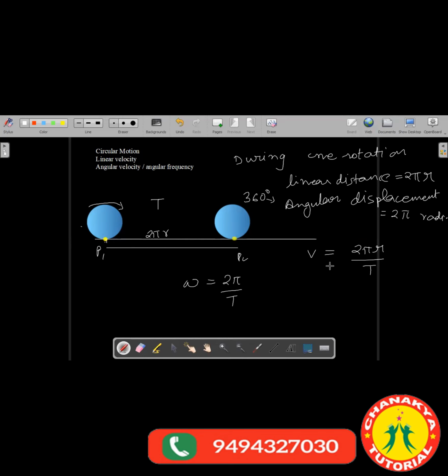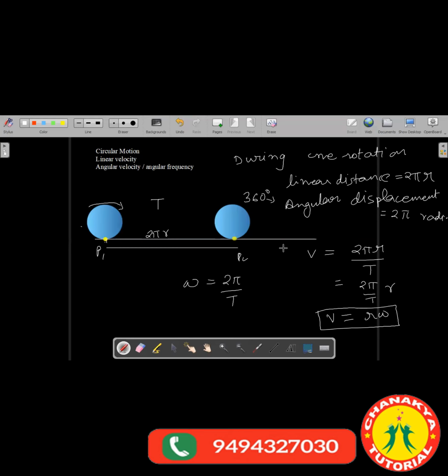So I can write the linear velocity V equals 2 pi r by T, and I can also write omega equals 2 pi by T. So clearly from this formula I get 2 pi by T multiplied by r, and 2 pi by T is omega. Hence I get the formula r omega. So V is equal to r omega. The linear velocity is related to the angular velocity by the formula V equals r omega. Got it?